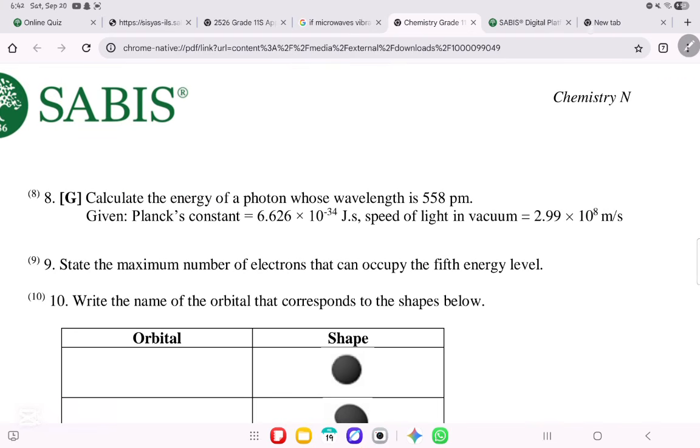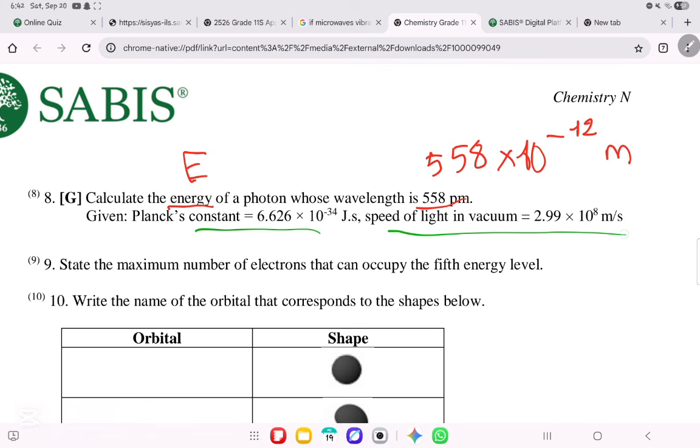Now what are they telling us in this one? They're telling us to calculate the energy E of a photon whose wavelength is 558 picometer. 558 picometer means 558 times 10 to the power of -12 meters. They gave us Planck's constant, and they gave us the speed of light in a vacuum.